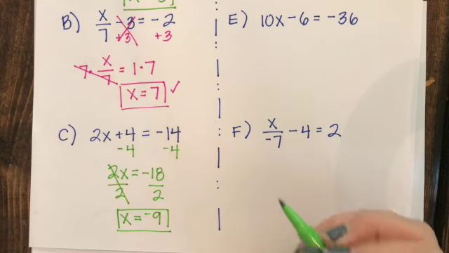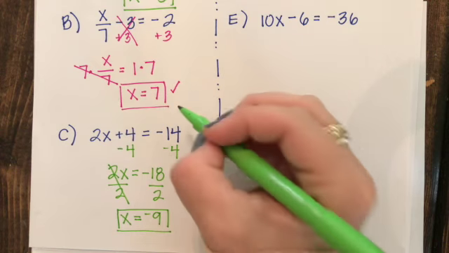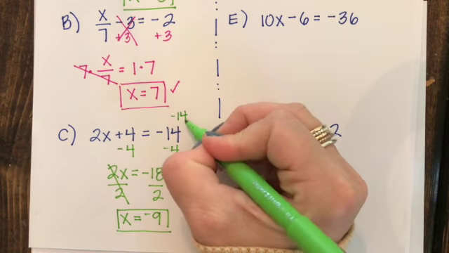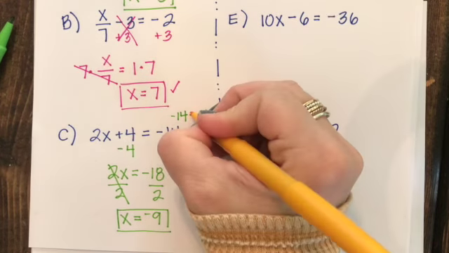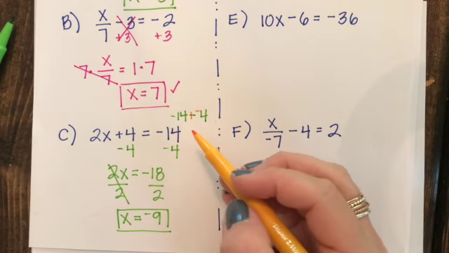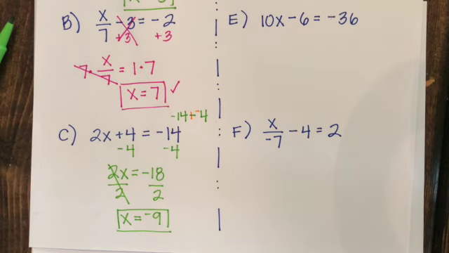Let me just really quickly go back up here. Negative 14 minus 4, if I were to do keep, change, is negative 14 plus negative 4, which is negative 18. If you have 14 negatives and then I give you 4 more, you're going to have 18 negatives total.